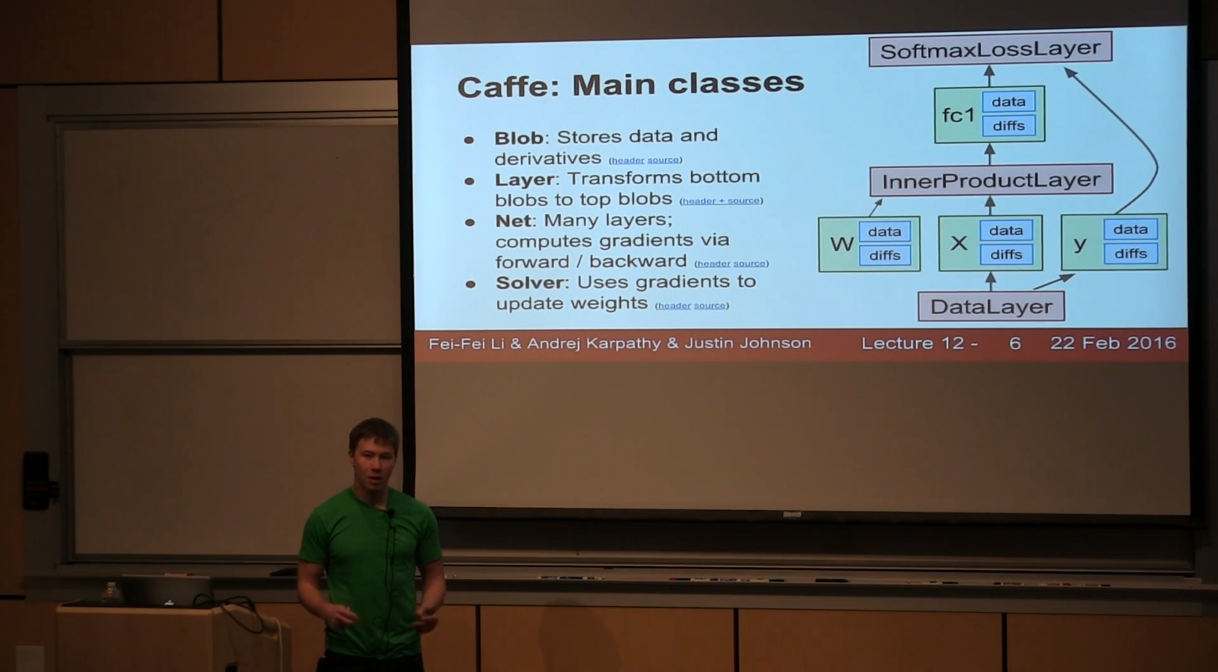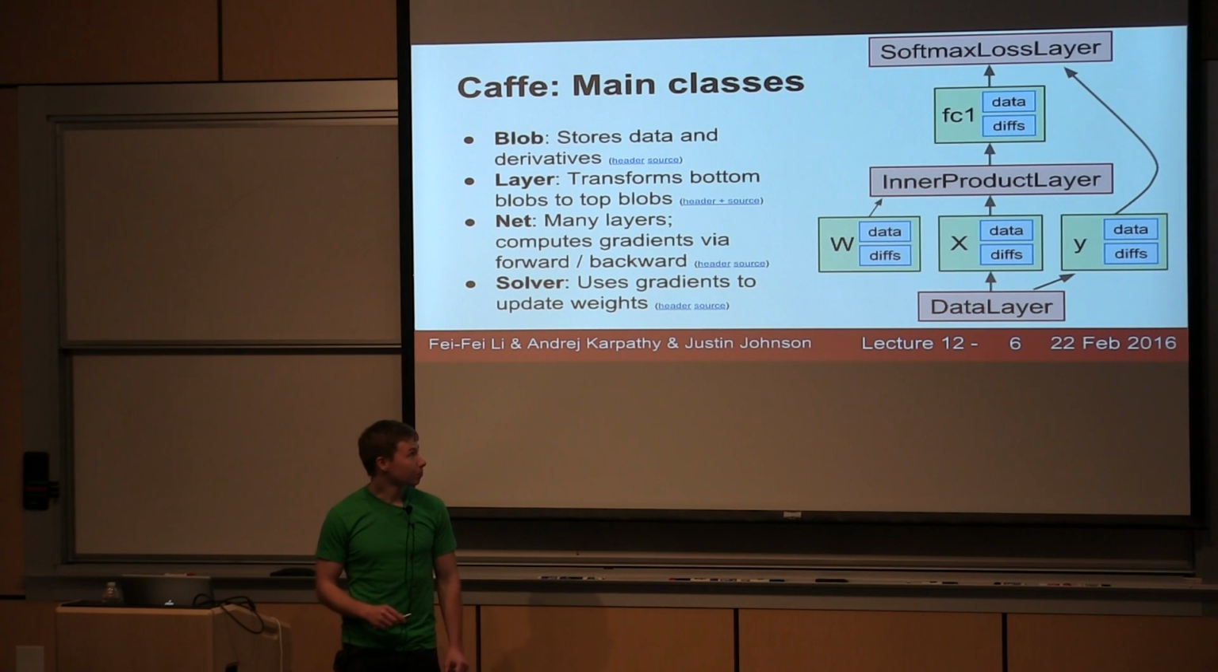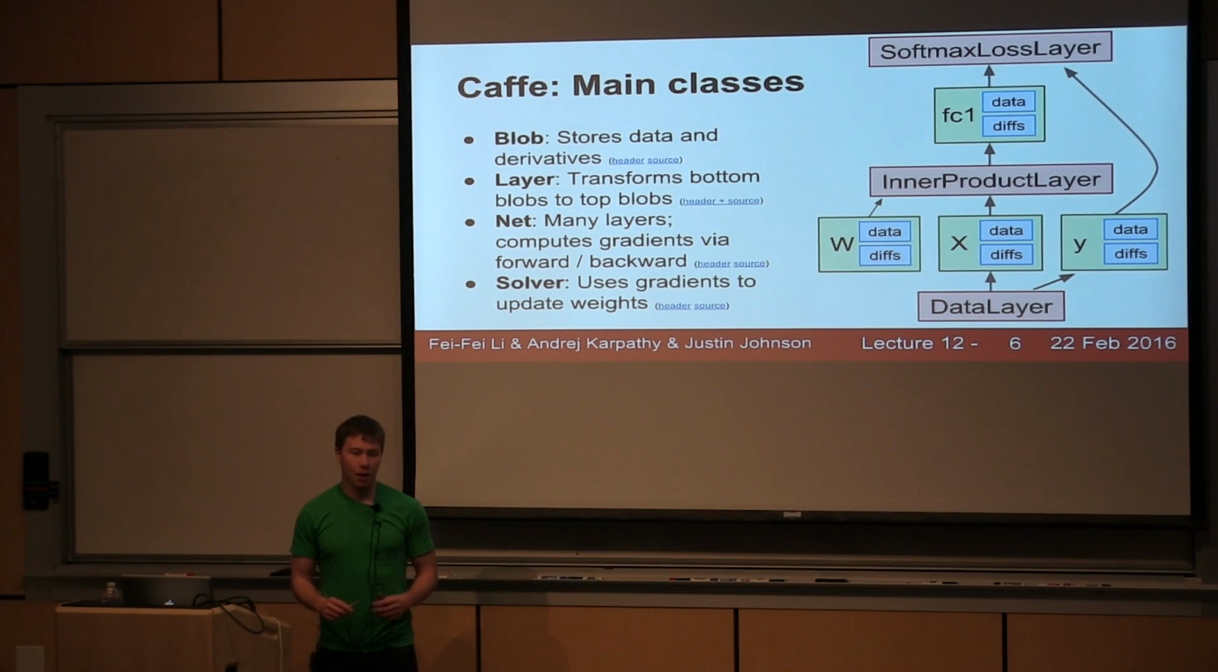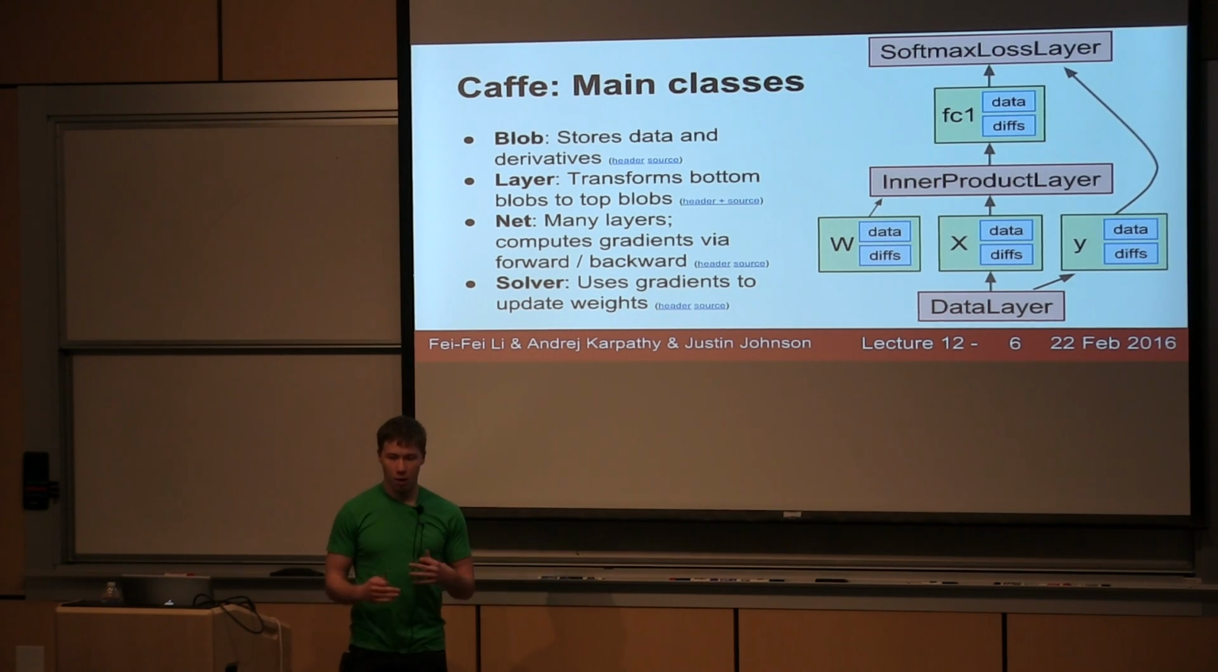So there's actually 4 n-dimensional tensors per blob. The next important class that you need to know about in Caffe is the layer. And a layer is sort of a function, similar to the ones you wrote on the homeworks, that receives some input blobs, which Caffe calls bottoms, and then produces output blobs that Caffe calls top blobs.